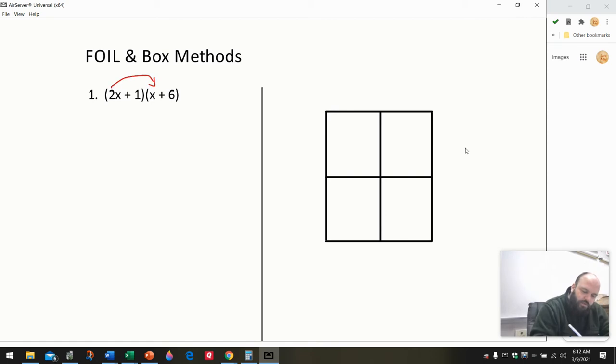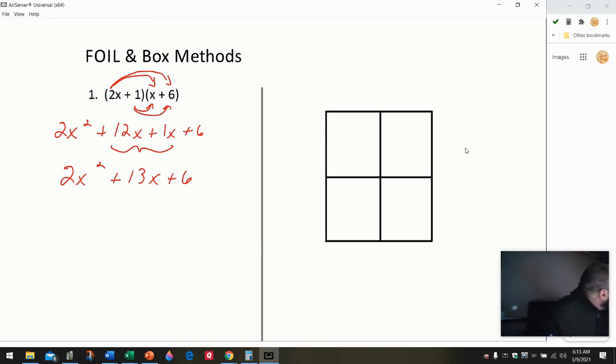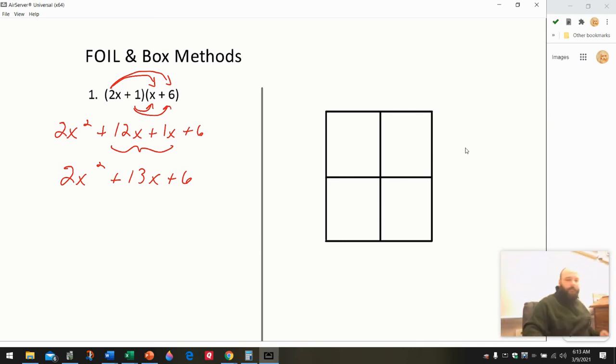First terms, 2x times x is 2x squared. And then the outer terms, 2x times 6, which gives me 12x. Then we have inner terms, 1 times x, which is 1x. And then last terms, 1 times 6 is 6. Now we need to combine these two like terms. In this case, it's a 12x and a 1x. So we get 2x squared, 12x plus 1x is 13x, and then plus 6. So there's our solution. Now I'm going to show you how to do the box method next.